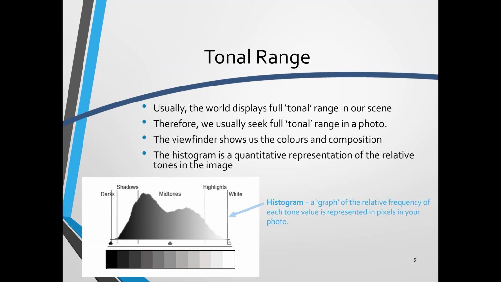And the histogram is a quantitative representation of the relative tones in an image. It's a bit like perhaps an ECG of your heart, which gives the doctor a quantitative graph of how well your heart is operating. That's what your histogram does in your camera. It's a quantitative evaluation of how the tones are spread within your image. And it's something that you need to become very conversant with reading.